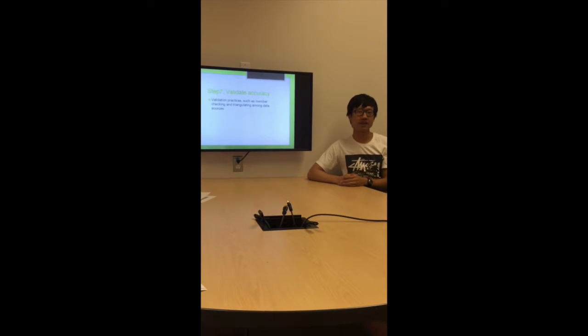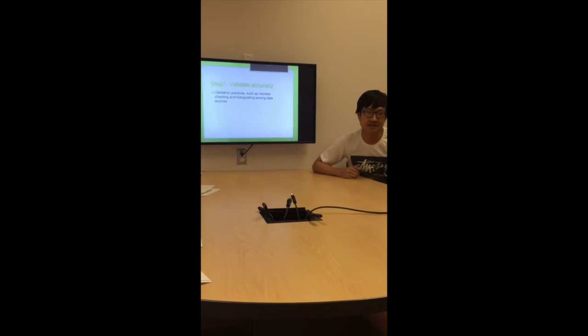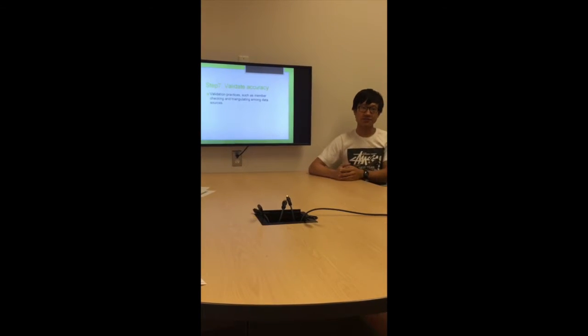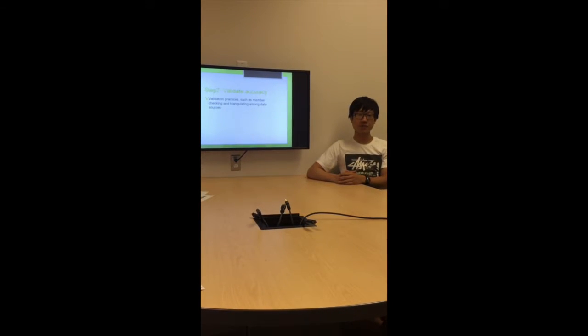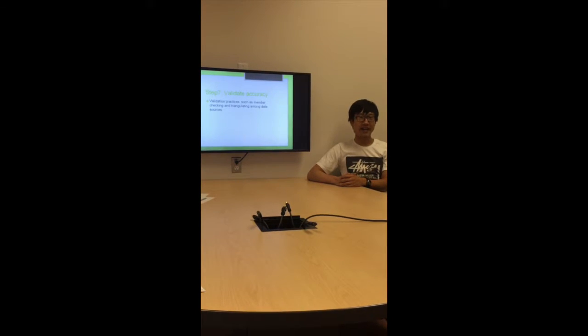Step 7. Validate the accuracy of our narrative accounts. When collaboration exists with participants, this validation may occur throughout the project. There are several validation practices that can be applied, such as member checking, searching for disconfirming evidence, and triangulating among data sources.